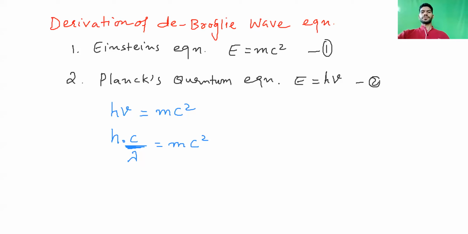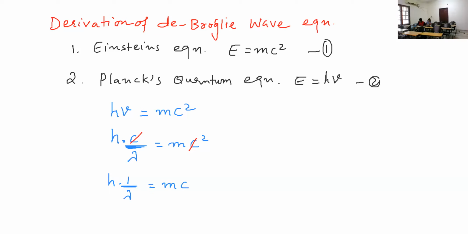Got it? Yes, sir. One C and one C will get cancelled here. What we will get? We'll get h into 1 by lambda, or you can simply say h by lambda. It will be equal to mc, correct? Now, can I write it like this? So this is my h by lambda, so it is equal to mc.